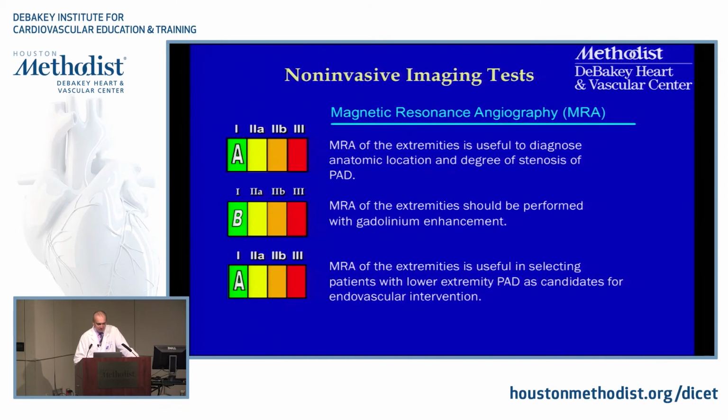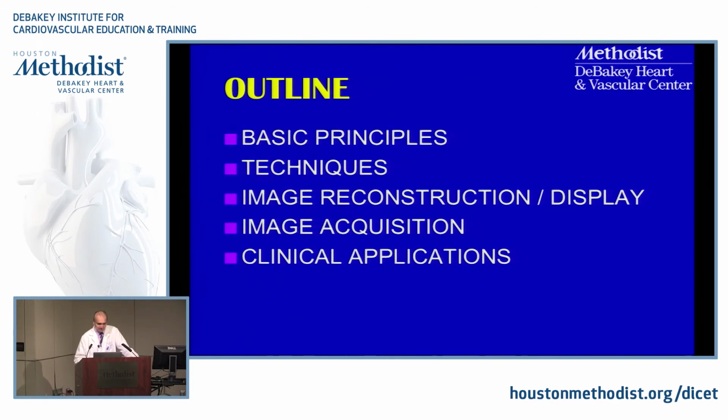Now, this is what the guidelines tell you about the role of MRA. Useful for, again, both diagnosis, anatomic location, and assessing the degree of stenosis. Typically, it should be done with contrast agents because you're going to get the best results. And then when selecting patients as candidates for intervention, it's oftentimes important to do an MRA or CTA to get a roadmap of the arterial system before taking the patient to the lab for an intervention.